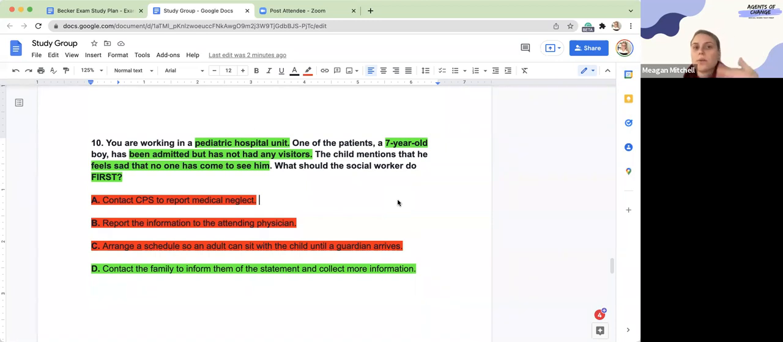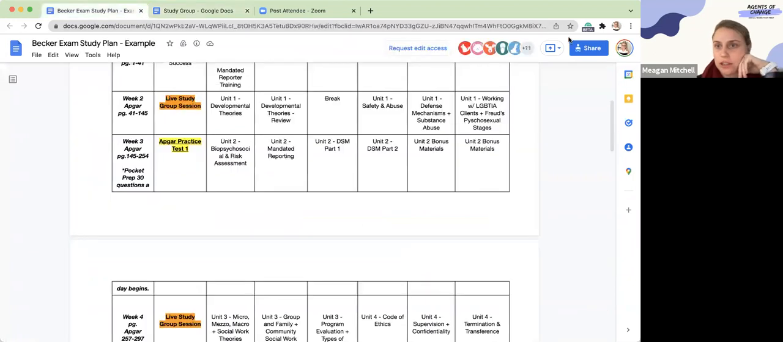Knowing that, we might be able to get an advocate to come. Like there's systems in the hospital where someone might be able to come visit with the child within the hospital, but first we need to collect more information. Any questions about that? I'm going to one more time share that study plan that we talked about.